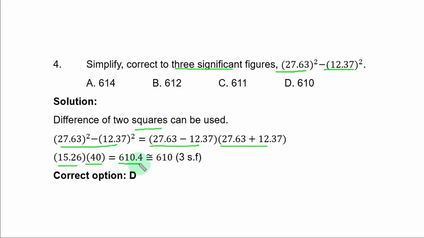610.4. So to 3SF, we consider 610. The next number is not up to 5. You round it down to 0. So you have 610. D is the correct option.